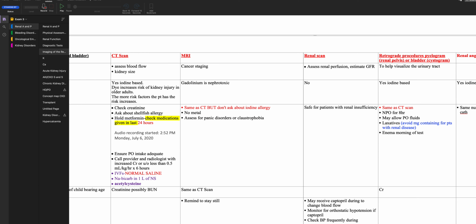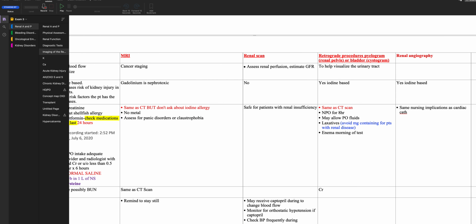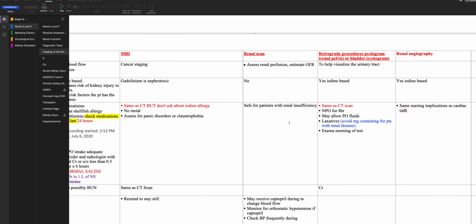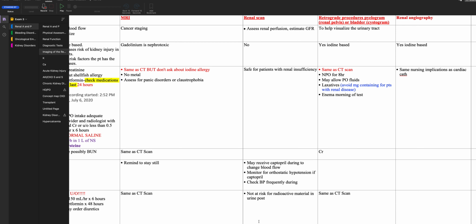gadolinium doesn't contain iodine. A renal scan is the test they can get that is safe for the kidneys, because it's done in nuclear medicine and they use isotopes, so it's not toxic to the kidneys. So they would do this to estimate the GFR, check the perfusion. That's the safe test.